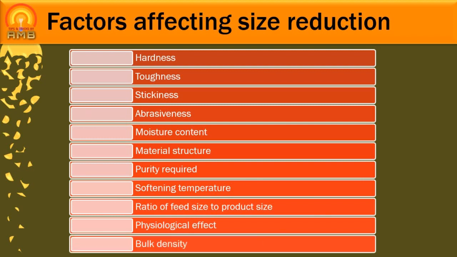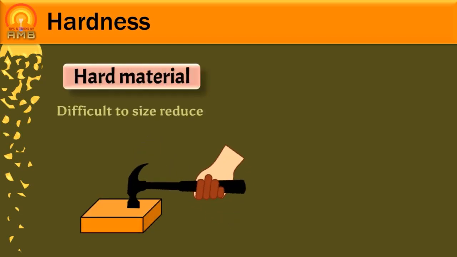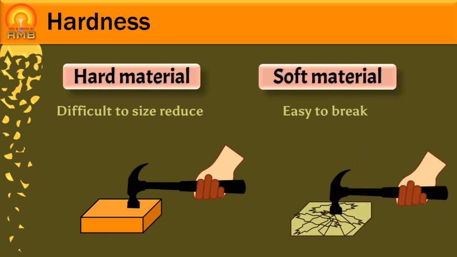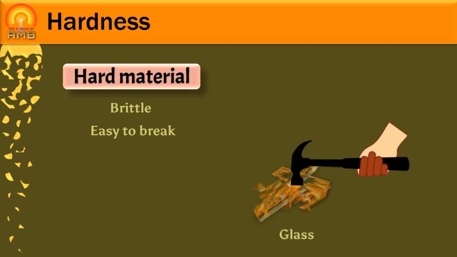Now let's discuss these factors one by one. First factor is hardness. It is a surface property of the material. The harder the material, the more difficult it is to reduce in size. Thus, it is easy to break soft material to a small size than hard material. But if a hard material is brittle also, then size reduction may present no special problems.